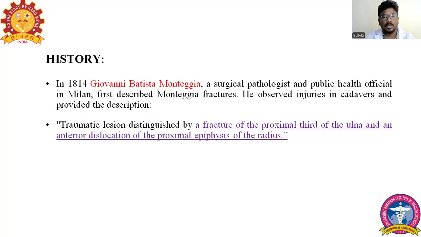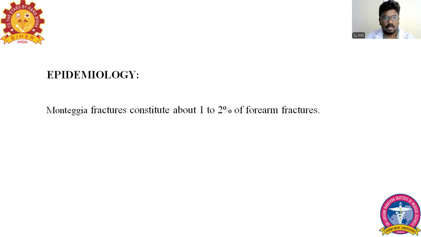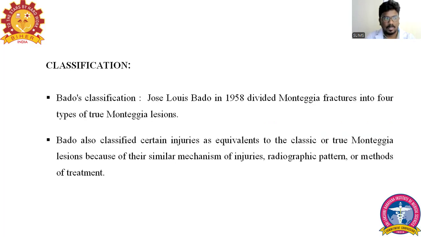Going into the history, it was first described by Giovanni Battista Monteggia, a surgical pathologist who studied it in cadaveric dissection, and he defined it as a fracture of the proximal third of the ulna and an anterior dislocation of the proximal epiphysis of the radius. Next, the Monteggia fracture constitutes about 1 to 2% of forearm fractures, along with other fractures such as distal radius fractures, DRUJ disruptions, and other ulna and radius fractures.